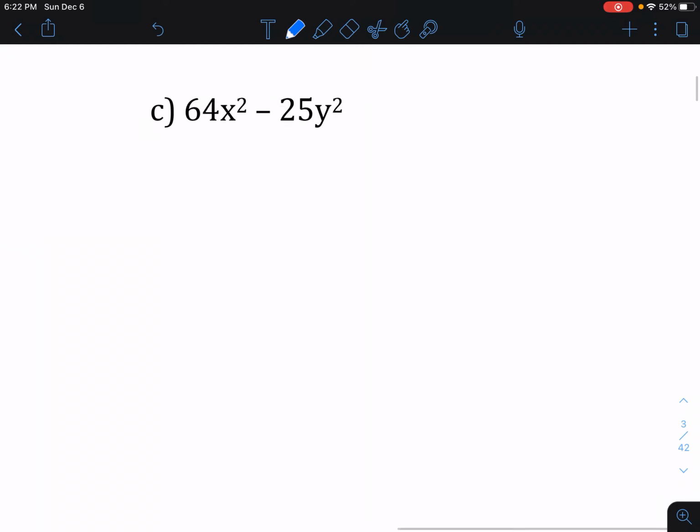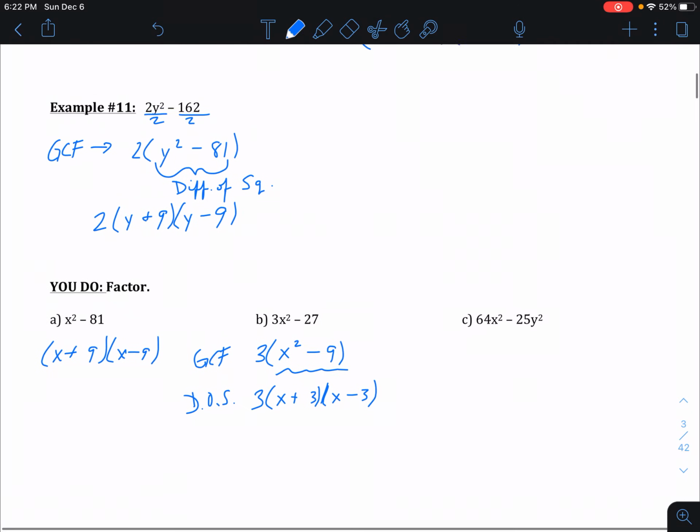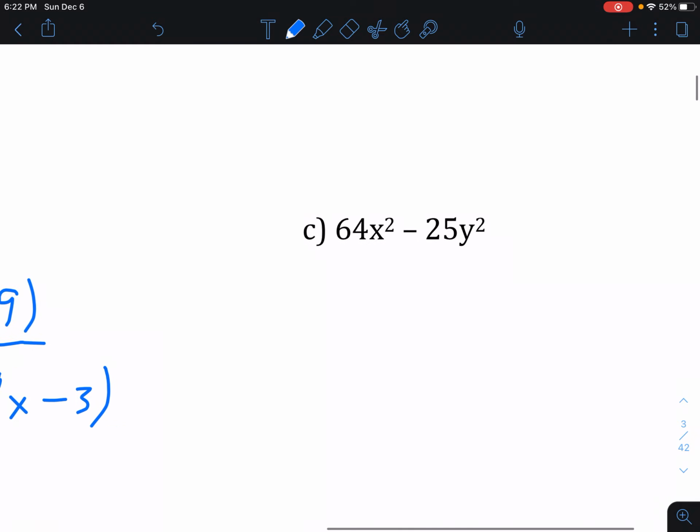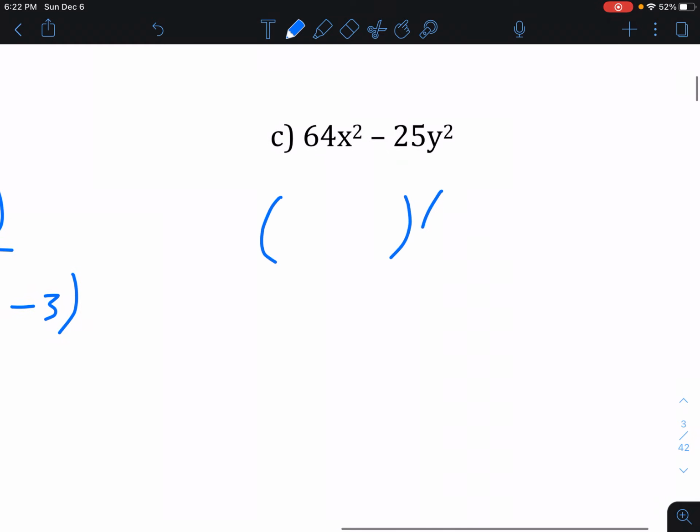And then the last one, try this out on your own right now. Okay, there is no GCF here. This is just a perfect squares problem. It is like example 9 and 10. 64 and 25 are square rootable. So the square root of 64x squared is 8x. Our sign's got to be plus minus all the time for difference of squares. And the square root of 25y squared is 5y.